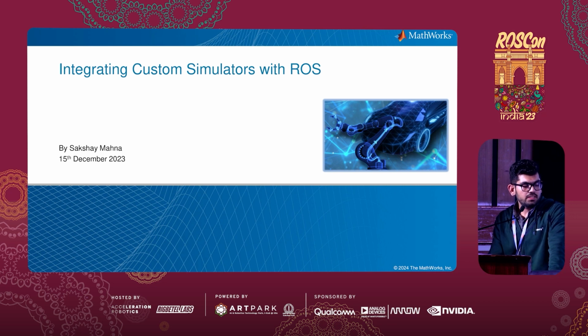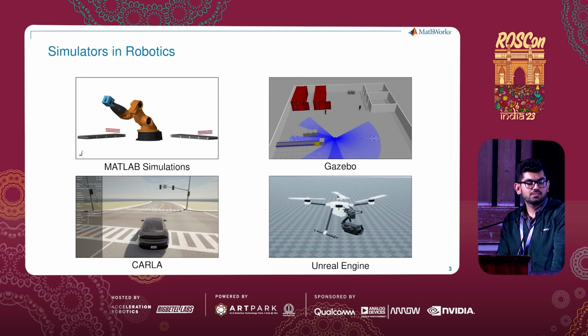So starting with the talk, there are a lot of simulators in robotics. We have been seeing a lot of talks regarding simulators like MATLAB simulations, Omniverse, Gazebo, Carla, Unreal Engine. Simulations form a very important part in robotics, as we first test our algorithms or models in simulations and then we deploy them in the real world.